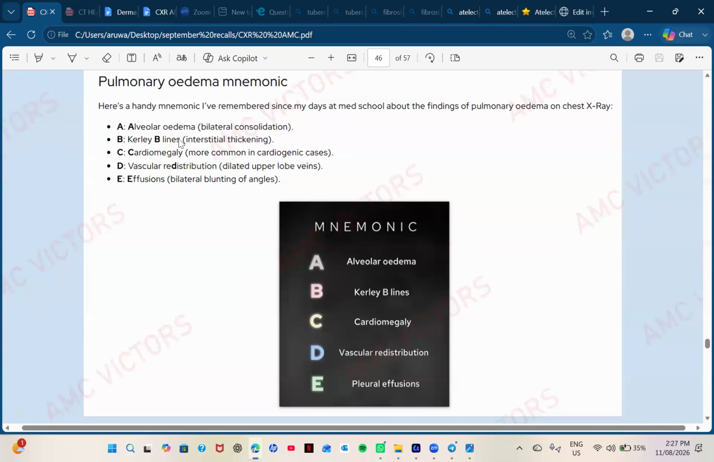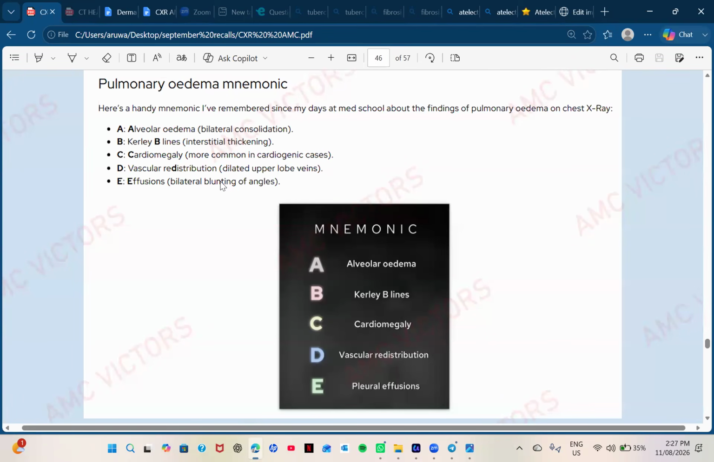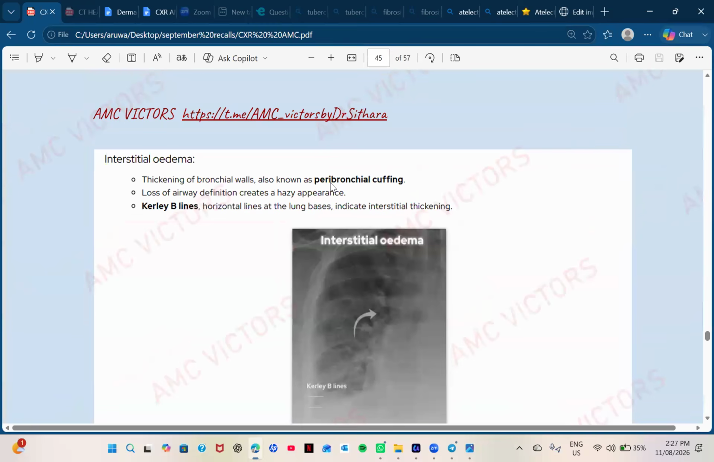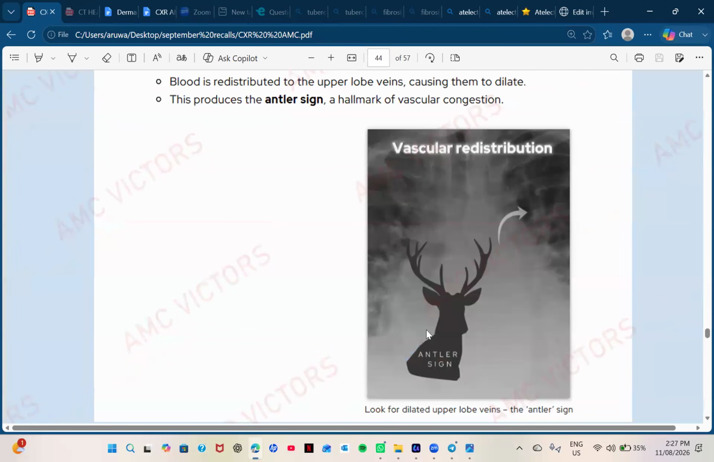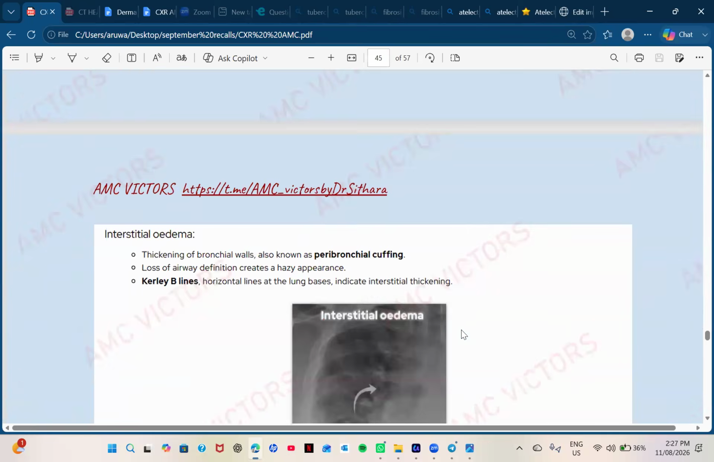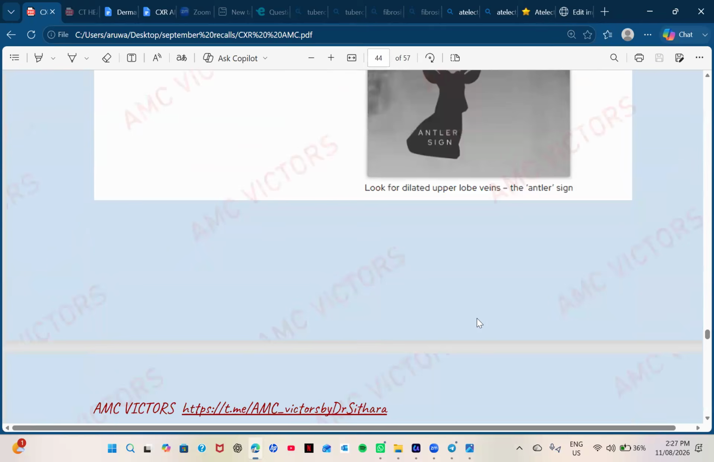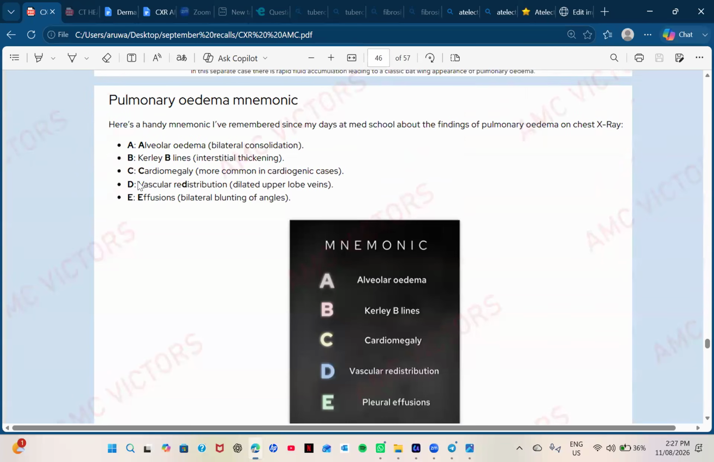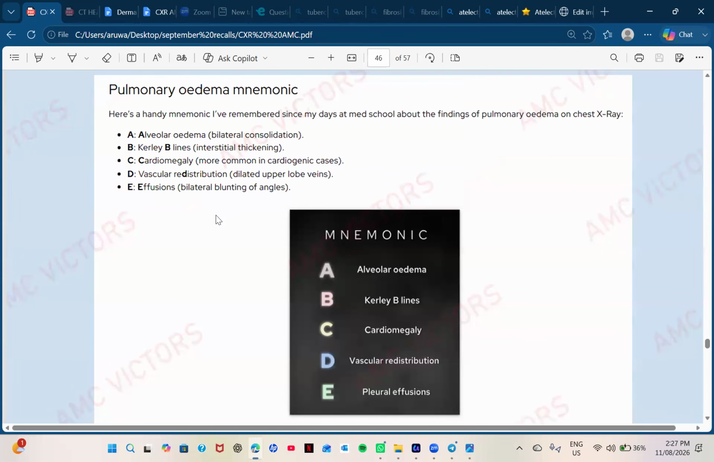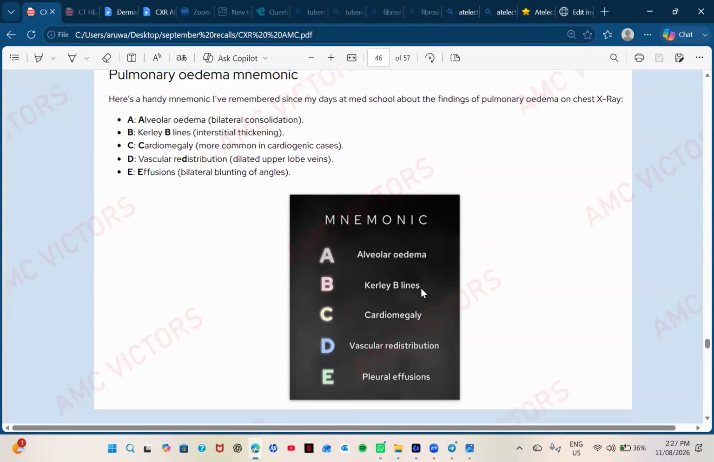A, B, C, D, E. A means alveolar edema, bilateral consolidation, Kerley B lines, interstitial thickening. C, cardiomegaly, more common in cardiogenic causes. D, vascular redistribution, dilated upper lobe veins, right? Dilated upper lobes. So here, antler sign. Okay, dilated upper lobe vessels. Then what are the other things? E means effusion, bilateral blunting of angles because of the fluid accumulation. Remember, these are the things that you can see in pulmonary edema, right?